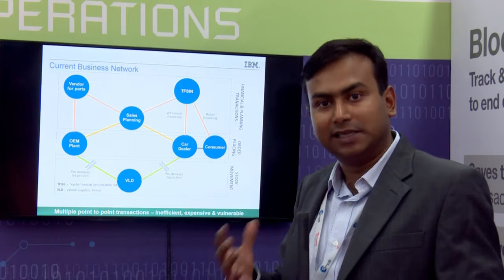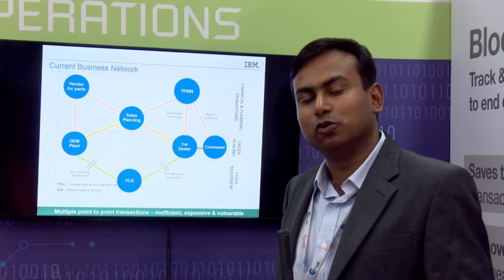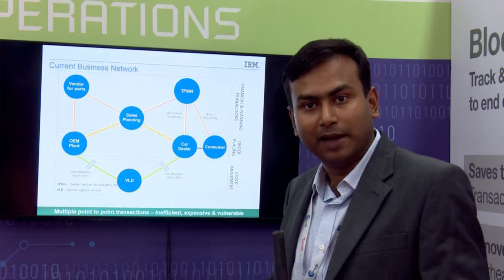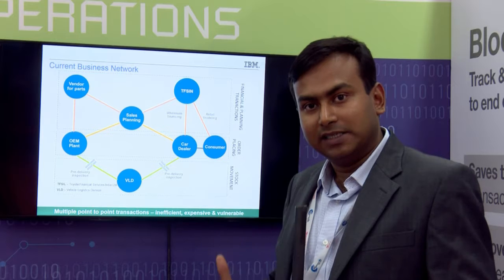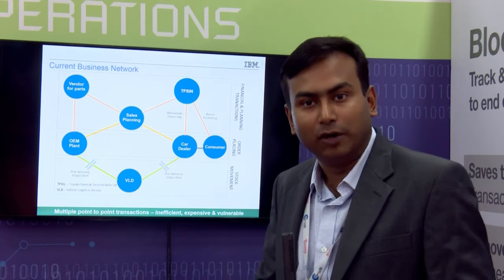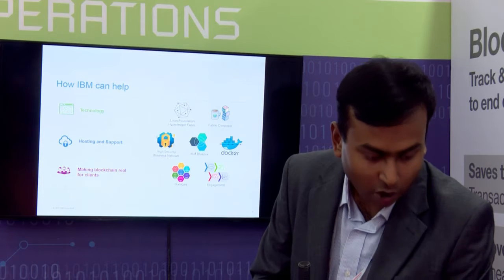So if we take the business network, which is both internal to Toyota with different business units and also external with the vendor and supplier management side of it, it can bring one business network which connects all of them together. And how IBM can help.